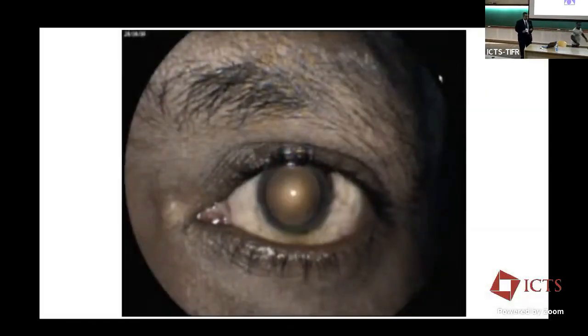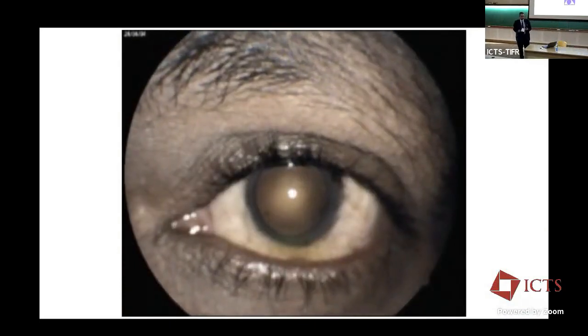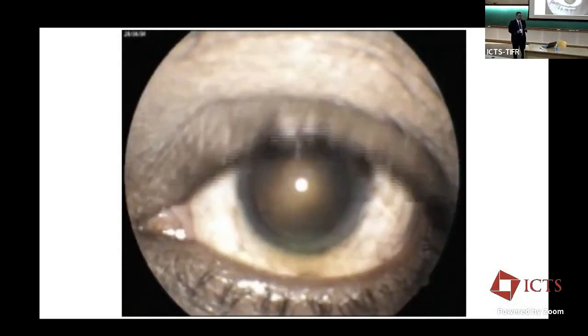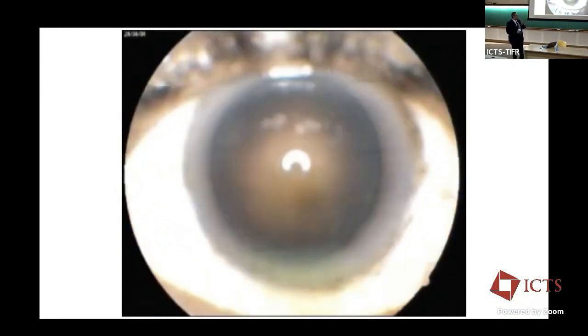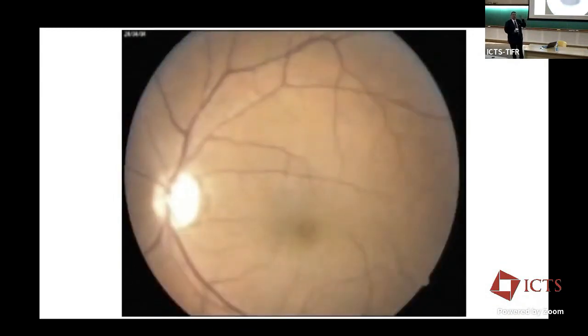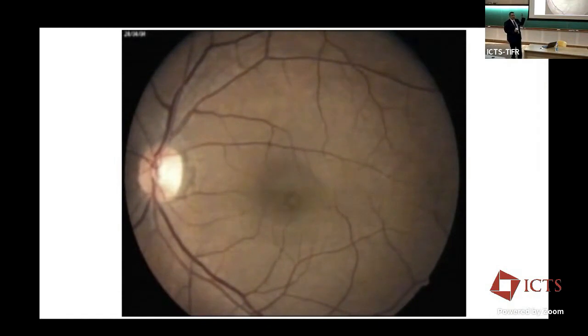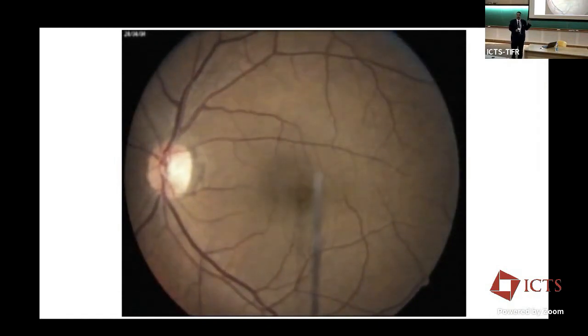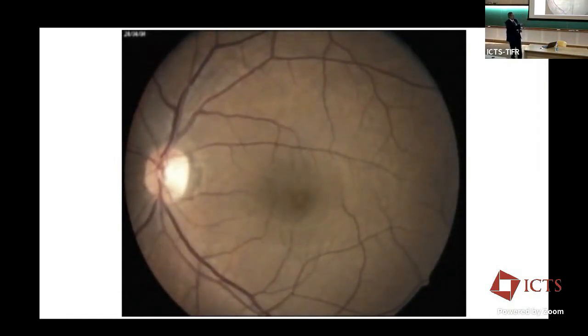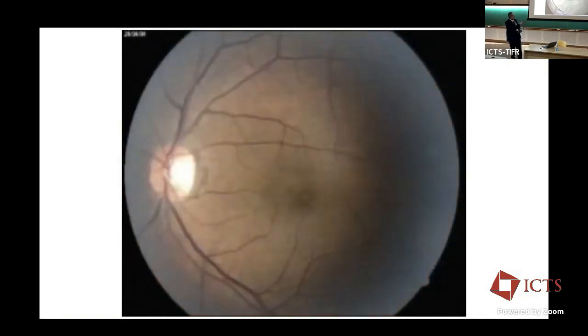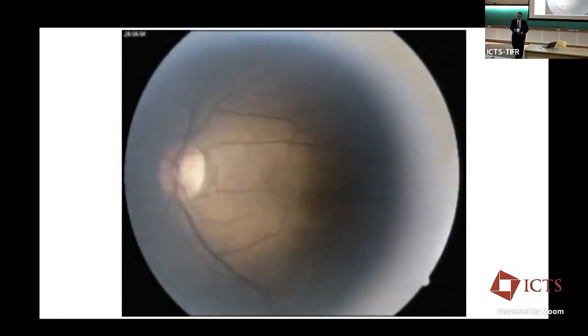This is a small video which shows what the retina is when we look inside the eye from the pupil and try to see what is in the back part of the eye. This is a normal eye. You see a white structure called the optic nerve head. You see the central part, that is the fovea, macula, and you see these blood vessels.